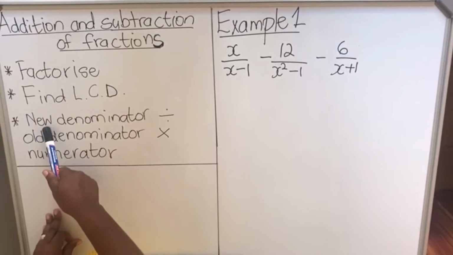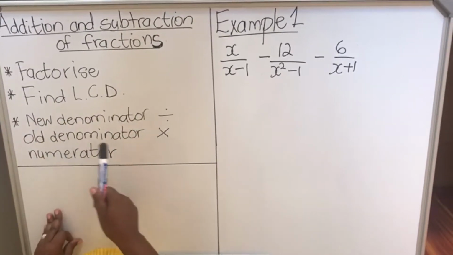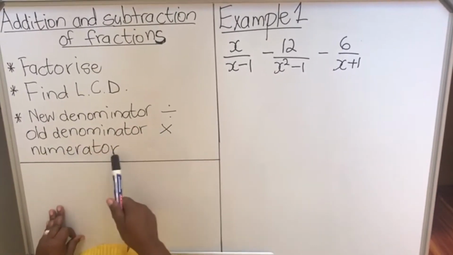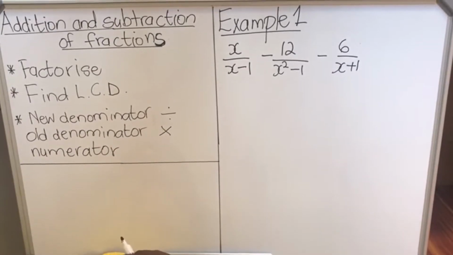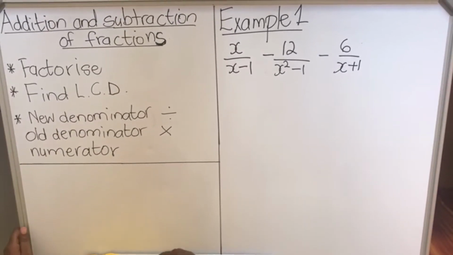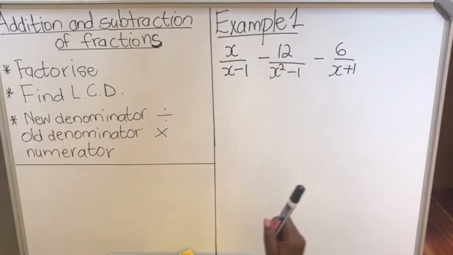When you take the new denominator, you divide it by the old denominator, and then you multiply by the numerator to make a new expression, right? Let's look at an example. We're going to follow these steps using an example.